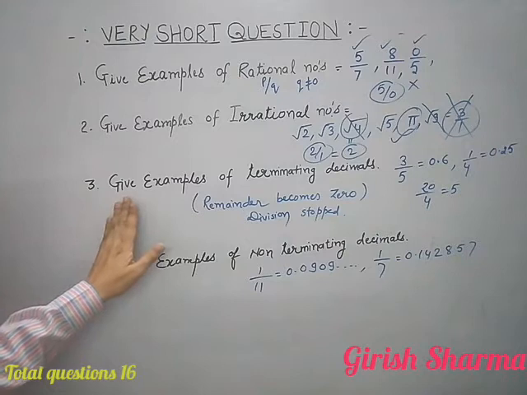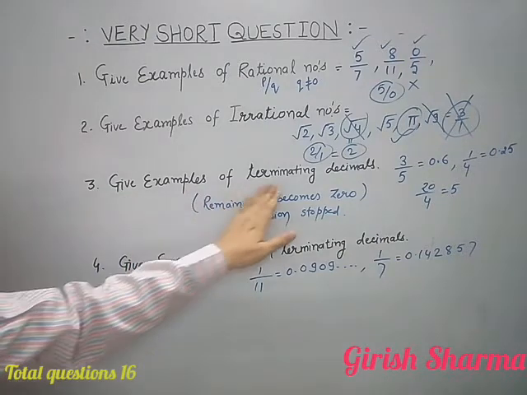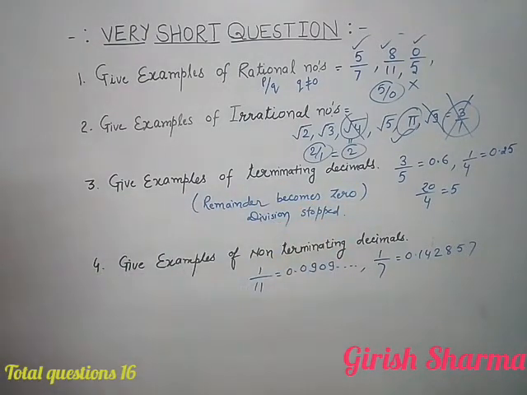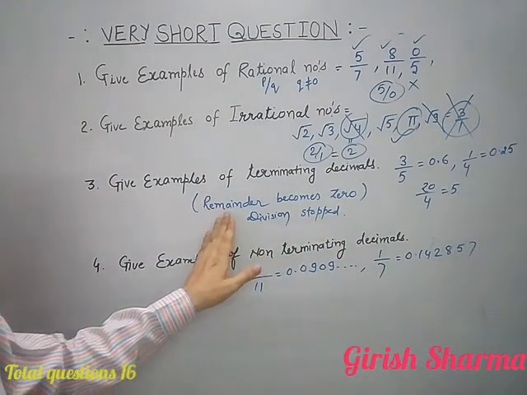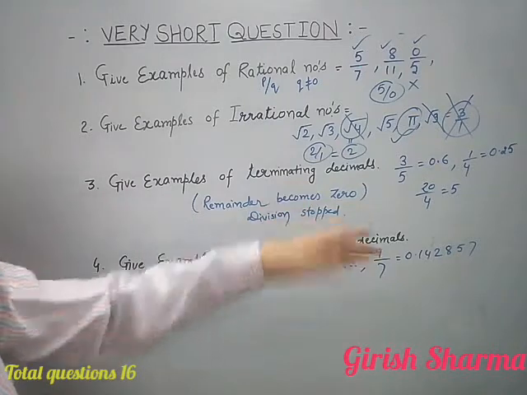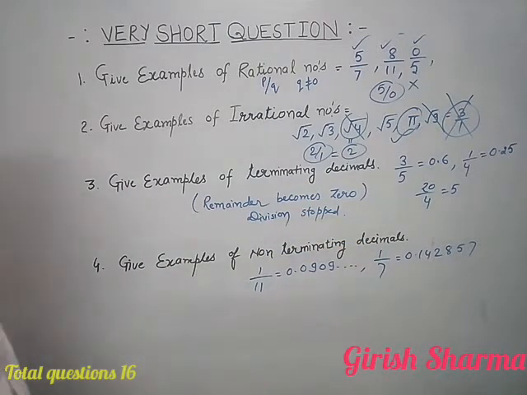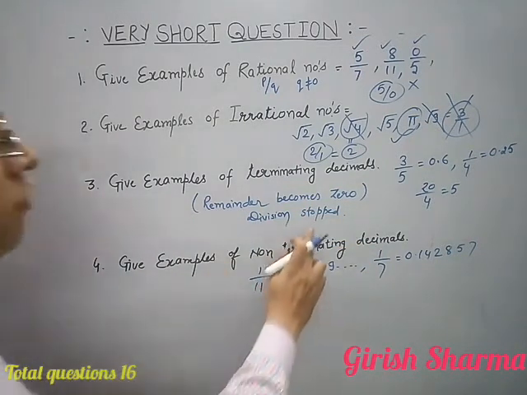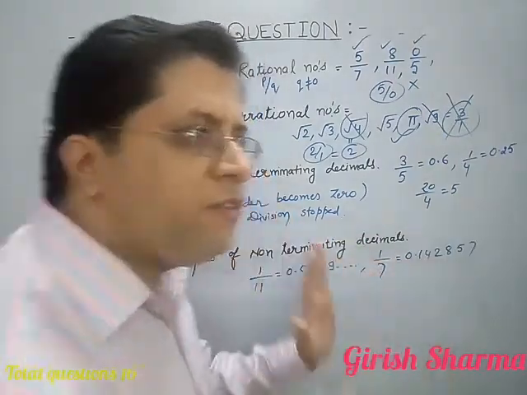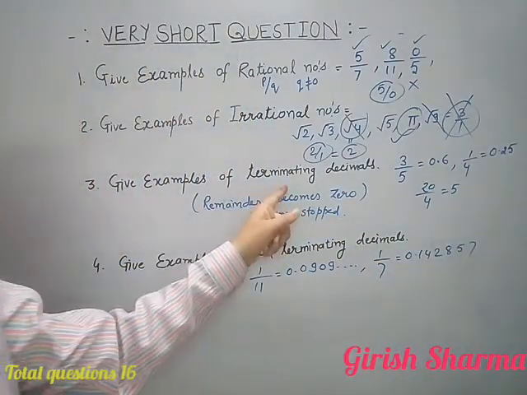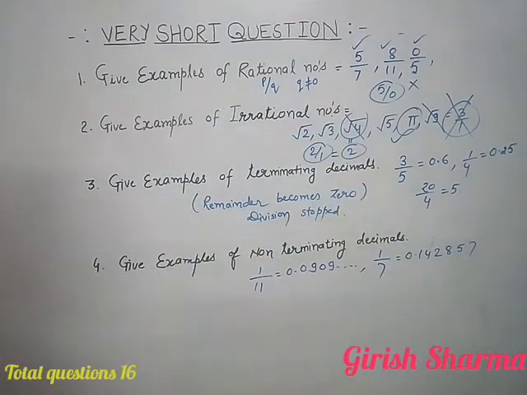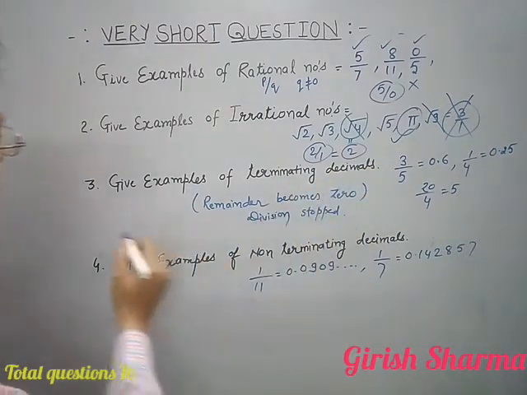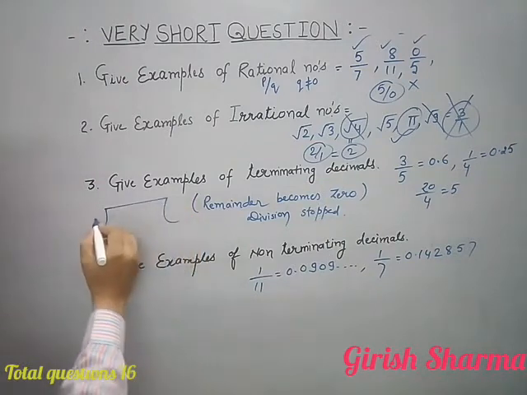Come on, question number 3. Give examples of terminating decimal. What is the meaning of terminating decimal? When we divide, at last the remainder becomes 0, or in other words, the division stops. Here the division stops, then we can say this is your terminating decimal. Just you see, 3 upon 5. If you divide it, 3 upon 5.